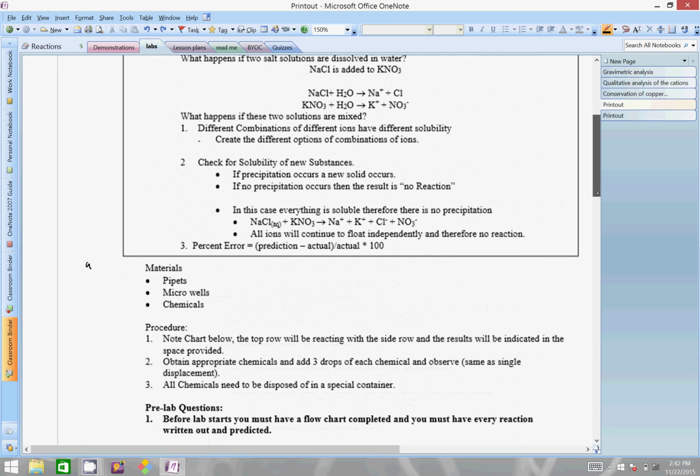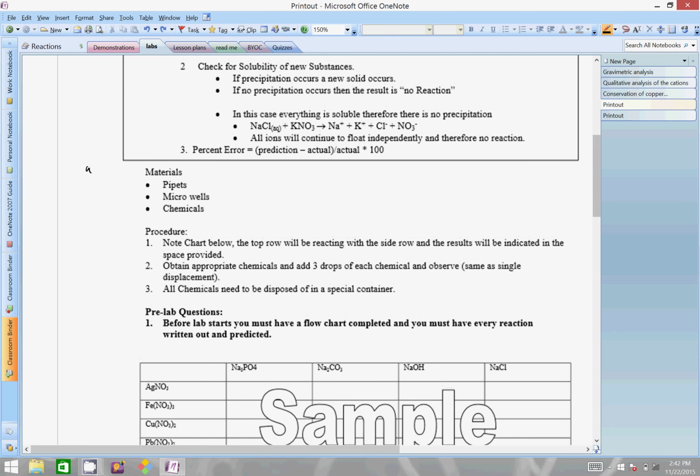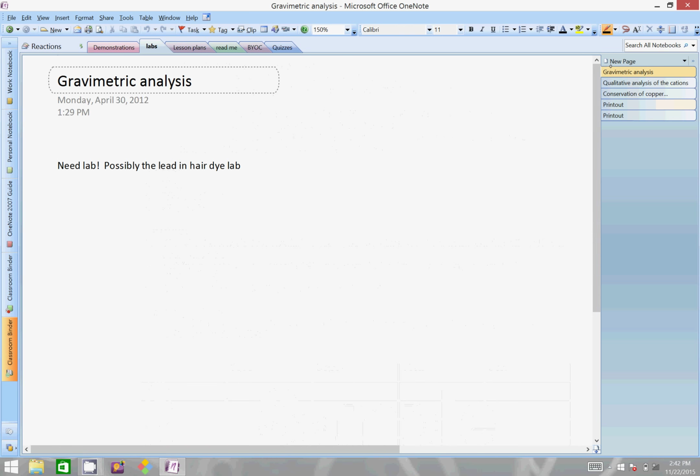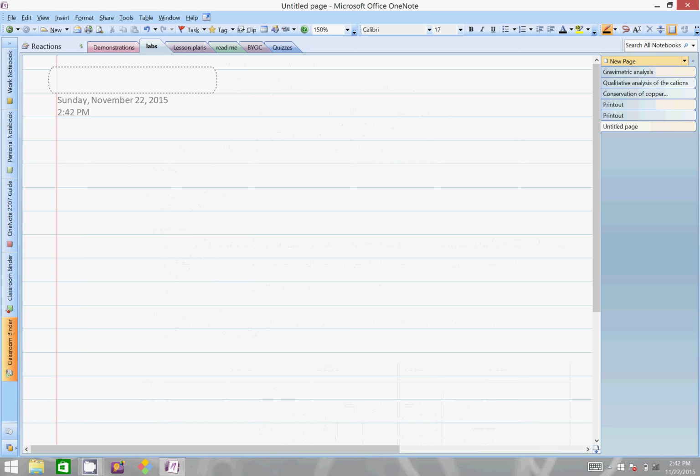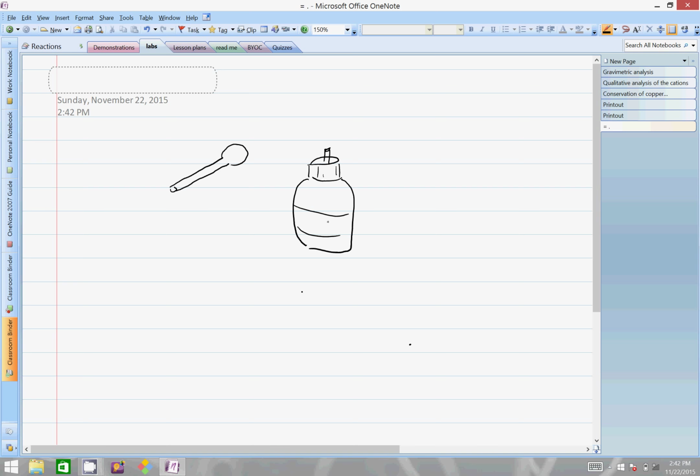Okay, so first things first, it says materials. We need a pipette, microwells, and chemicals. So I'm just going to give you a little bit of a heads up on this. First, we have a pipette, which is designed as being basically like an eyedropper, and we may use these, or we might just literally use dropper bottles, and there they are looking like this. The names would be labeled clearly on the side.